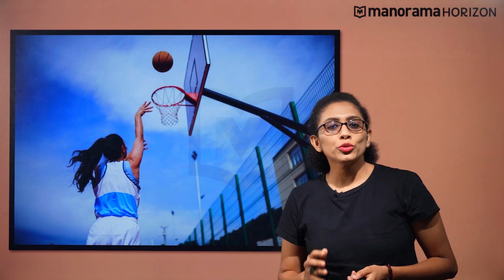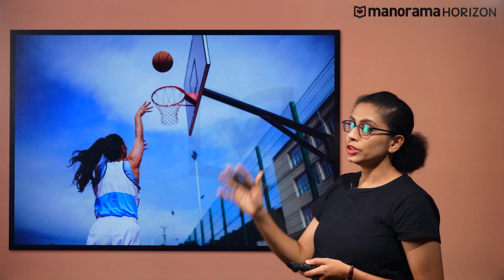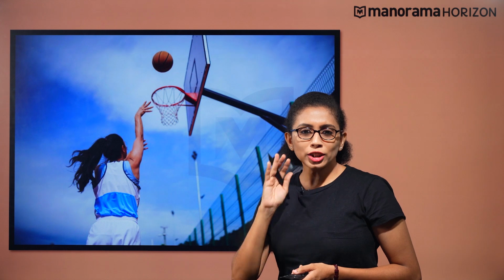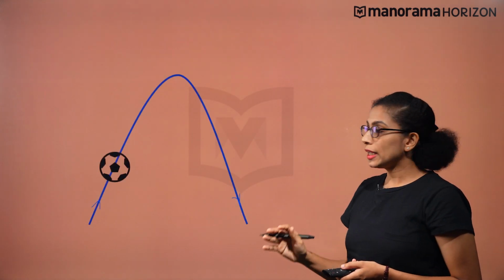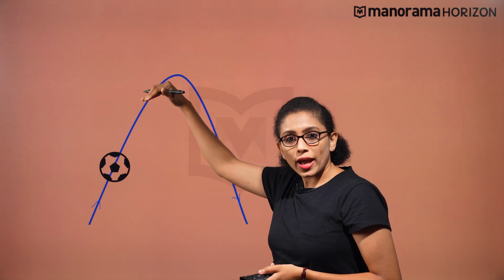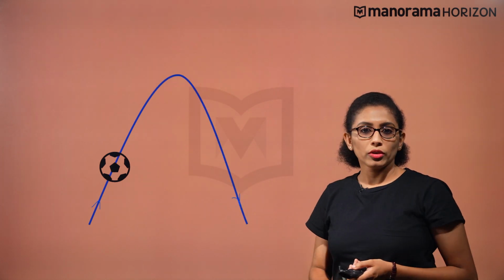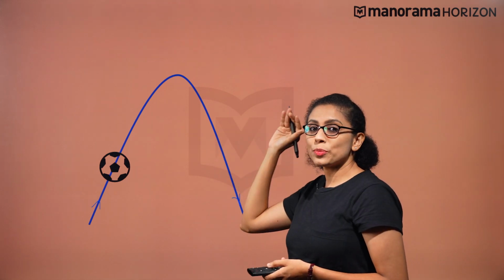Imagine you're playing basketball and now you're going to shoot the ball into the hoop to get the points. While throwing, if you observe the path of the ball, it arcs up into the air and then comes down. This shape is called a parabola.